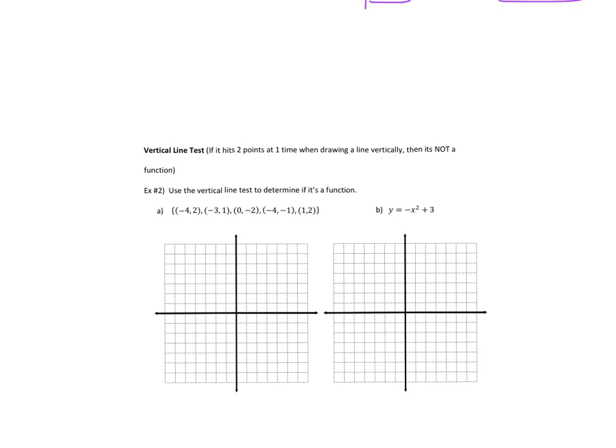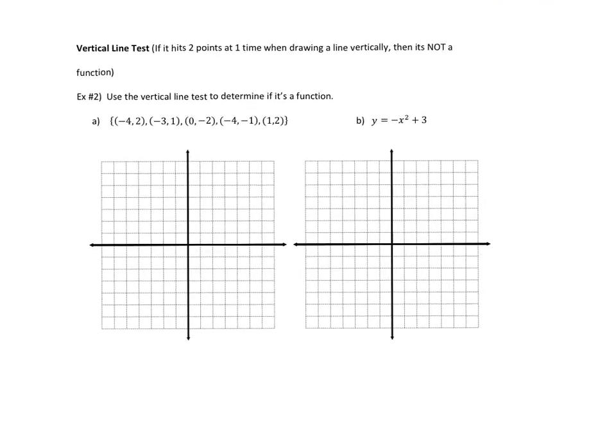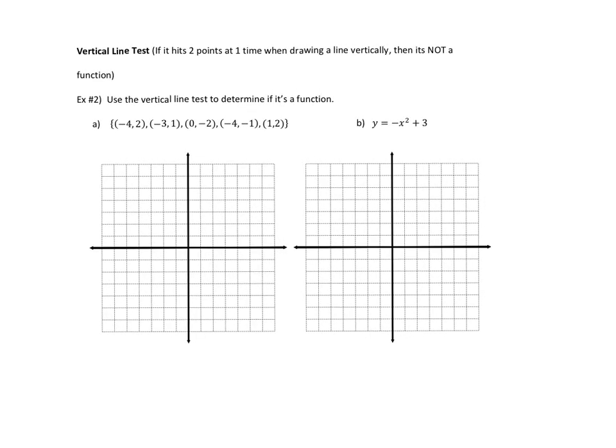Second part is the vertical line test. And this one's really simple. Basically what you're doing here is you're looking at a bunch of points, and once all the points are plotted, if your vertical line hits 2 points or more at one time when drawing a line vertically, then it is not a function.